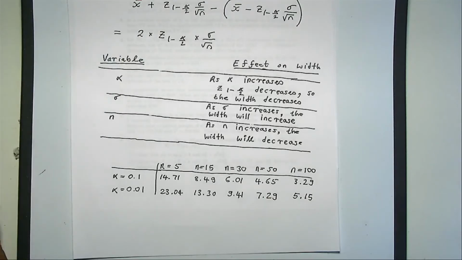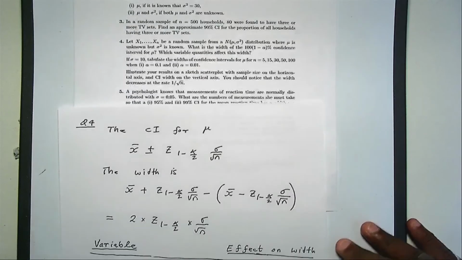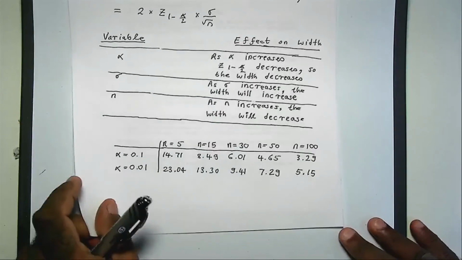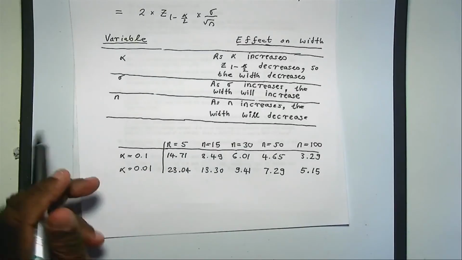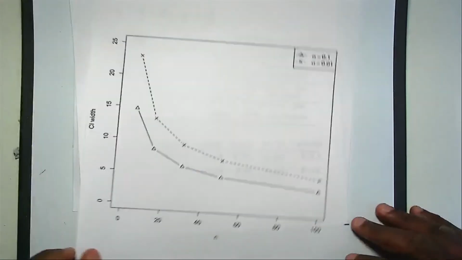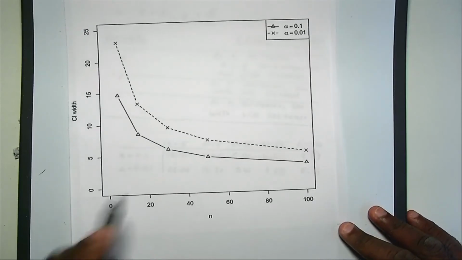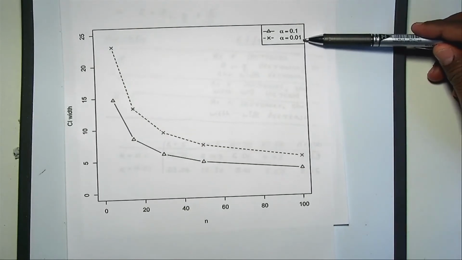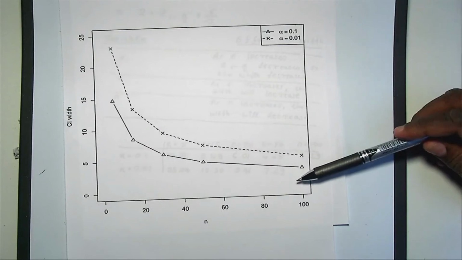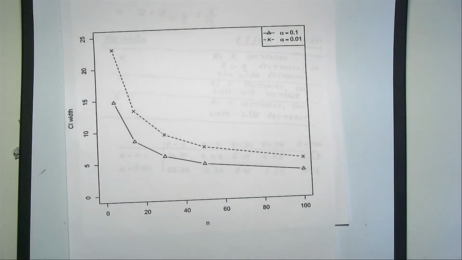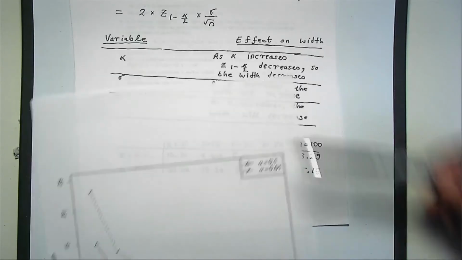Right. Alright, the next thing we want to do is to do a plot of this. If you plot these on a graph, you will see this. This is what you will get. So there are two different curves here. This curve corresponds to alpha equal to 0.01. This one corresponds to alpha equal to 0.1. And the x-axis is the values for n. The y-axis is the width of the confidence interval given by this formula here.